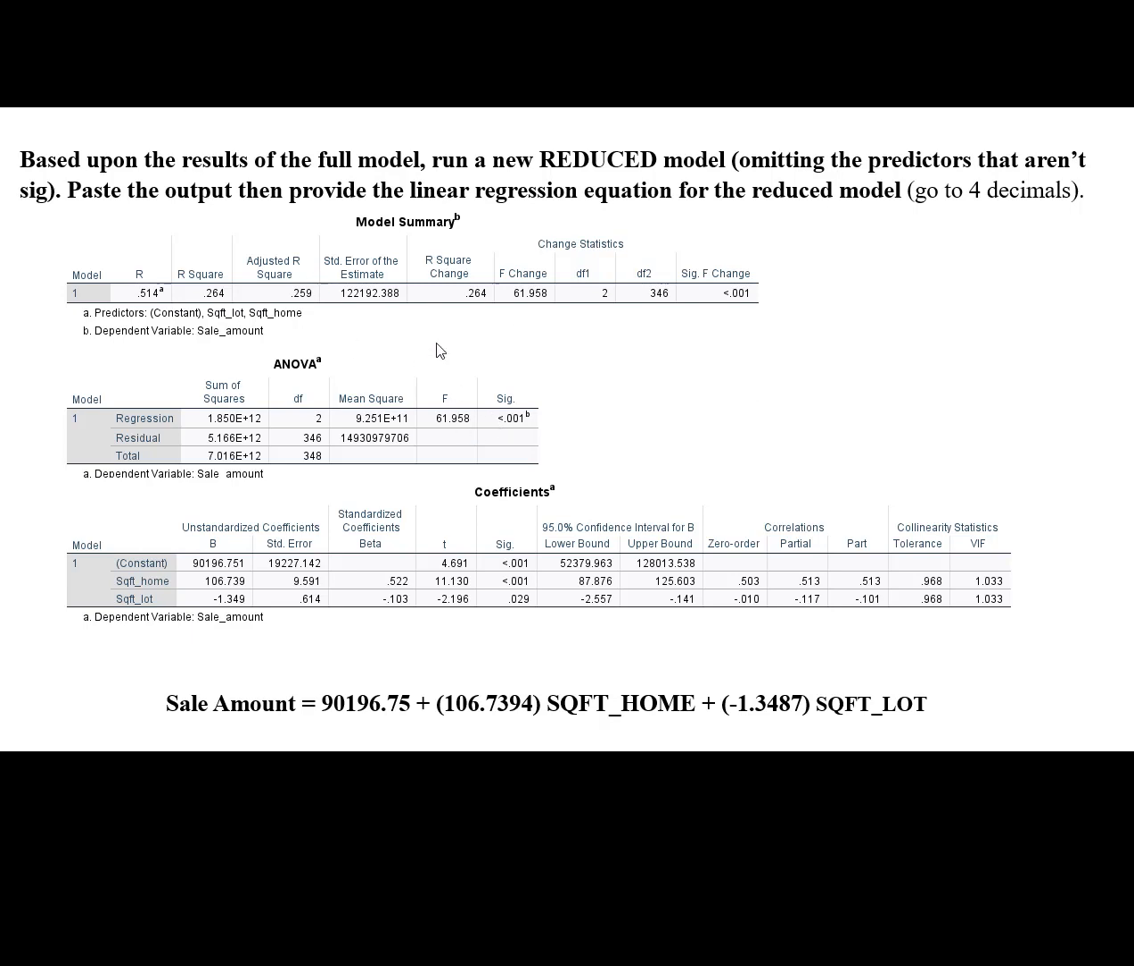So looking at everything here, we can see the adjusted R-square has gone up minimally. The standard error of the estimate will have gone down a minimal amount, but we're still significant, and now both of these predictors are significant.